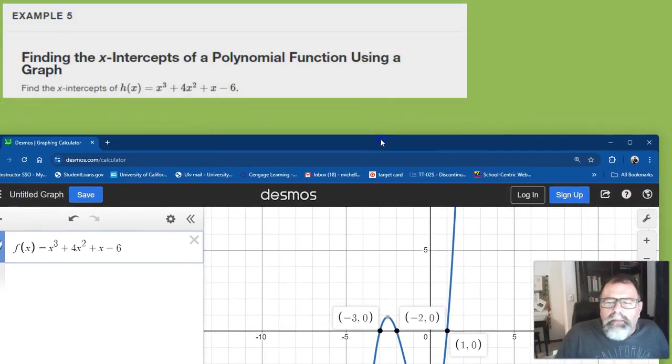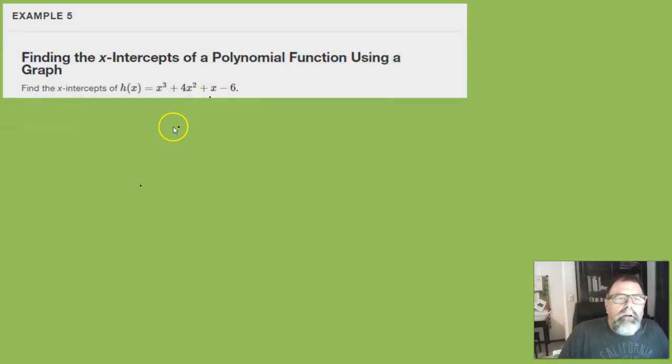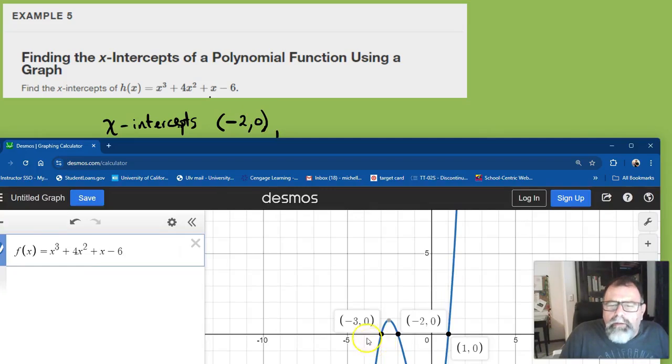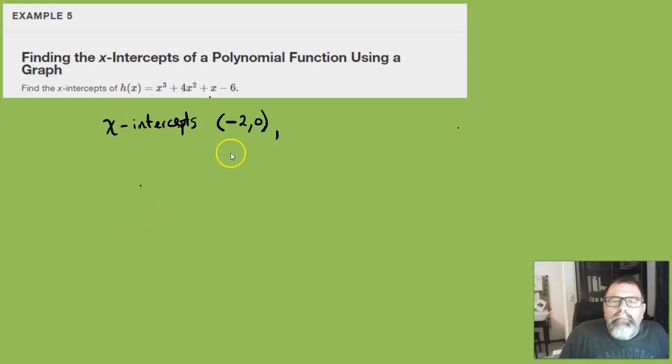So let's see. Our x-intercepts are... let's see, what was it? Negative 2, 0. My graph went away. Negative 2, 0; negative 3, 0; and 1, 0.